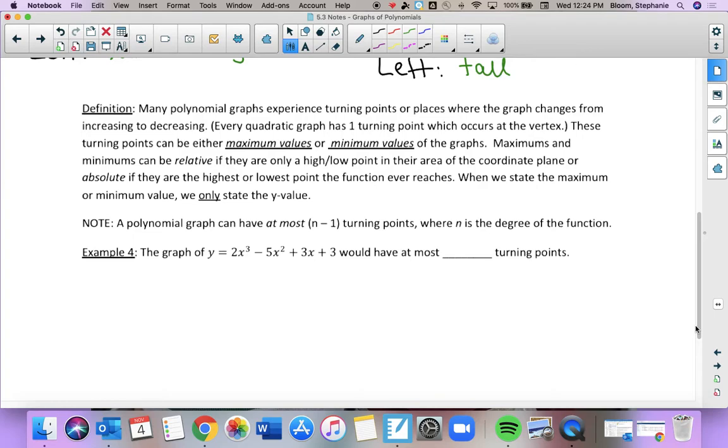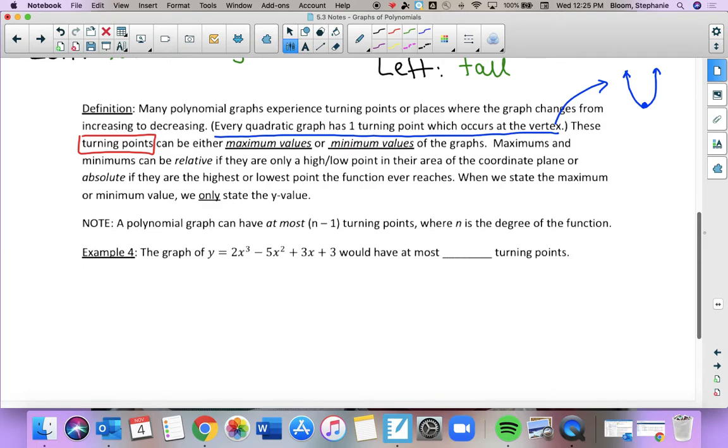Okay, so every quadratic graph has one turning point which occurs at the vertex. This is something you learned in the last chapter. So let's just draw a picture over here. A quadratic, what was the shape of a quadratic? What did it make on a graph? A U, right? A parabola. So I would be decreasing, hit the vertex, and then I would increase. And so that vertex was a turning point. Okay? These turning points, so let's box that in or highlight.